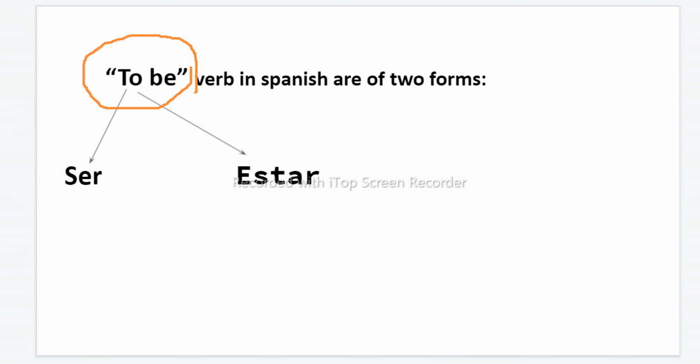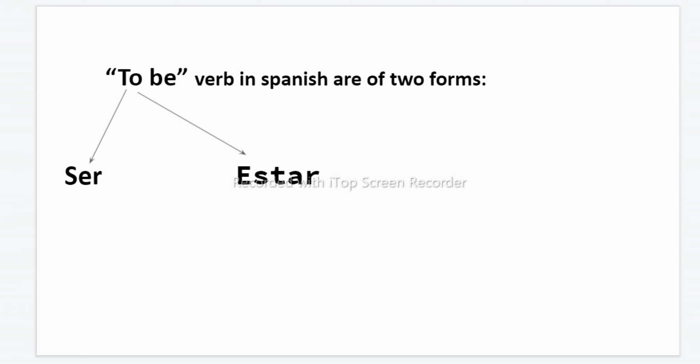One is ser and the other one is estar. Ser you can remember for things which are permanent, which are not going to change. For them we use ser. And when do we use estar? Estar we use about things which are temporary in nature, like your mood or the weather, things which are basically temporary.